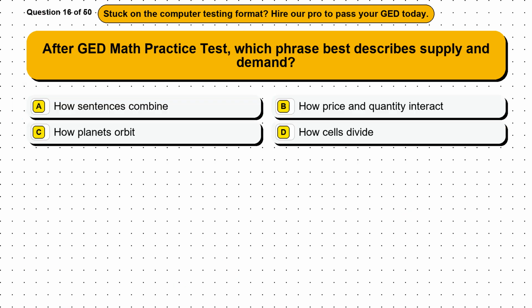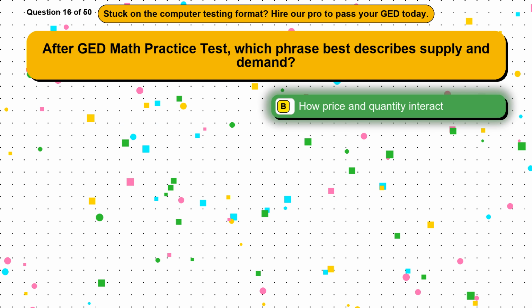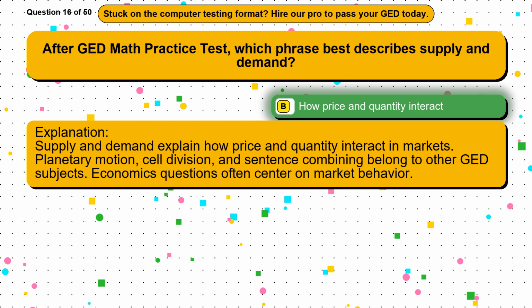Question 16. After GED Math Practice Test, which phrase best describes supply and demand? Option A. How sentences combine. Option B. How price and quantity interact. Option C. How planets orbit. Option D. How cells divide. The correct answer is option B. How price and quantity interact. Supply and demand explain how price and quantity interact in markets. Planetary motion, cell division, and sentence combining belong to other GED subjects. Economics questions often center on market behavior.